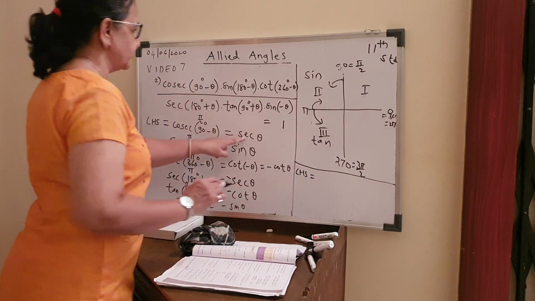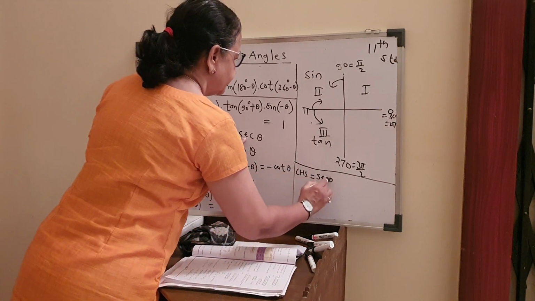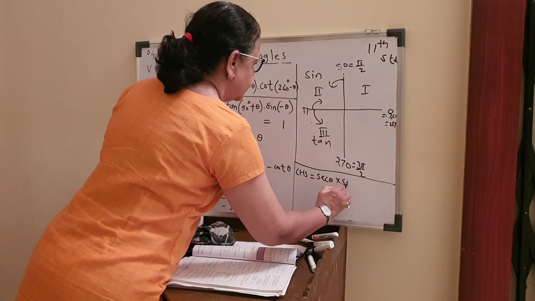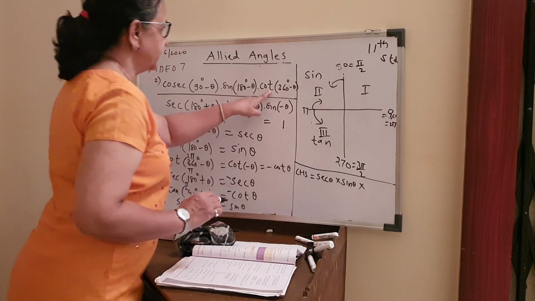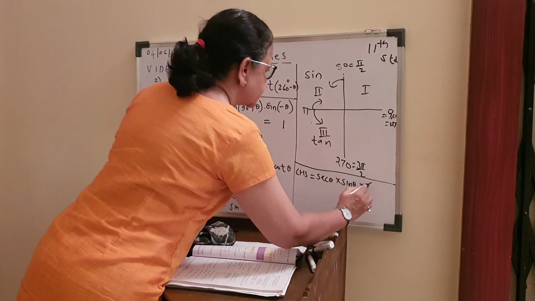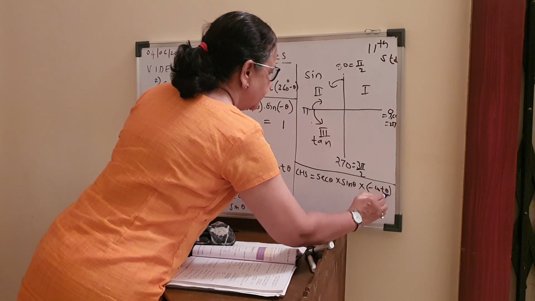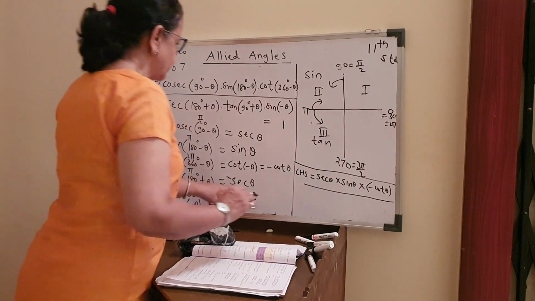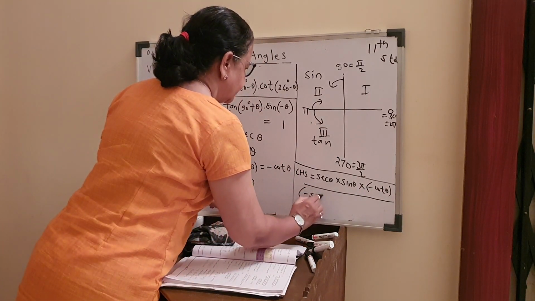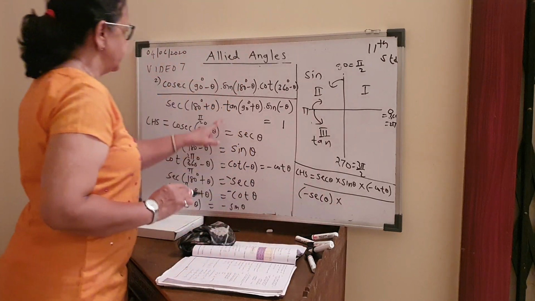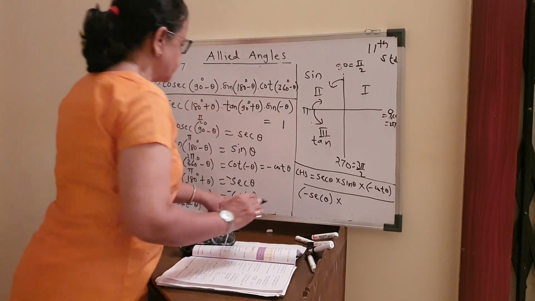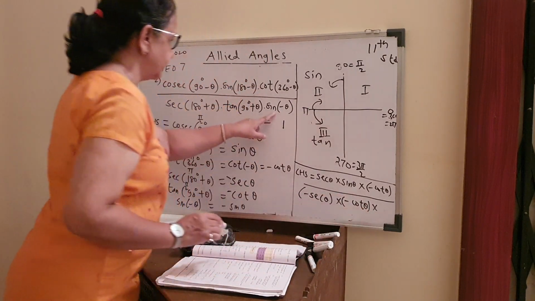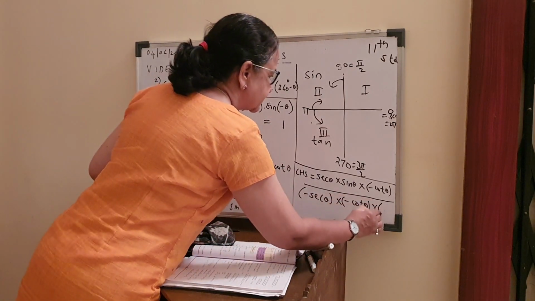First term, the answer was sec theta into. Second term, the answer was sine theta into. Third term, the answer was minus cot theta, whole thing upon. Down, the first term, answer was minus sec theta into. Second term, the answer was minus cot theta into. Third term, the answer was minus sine theta.